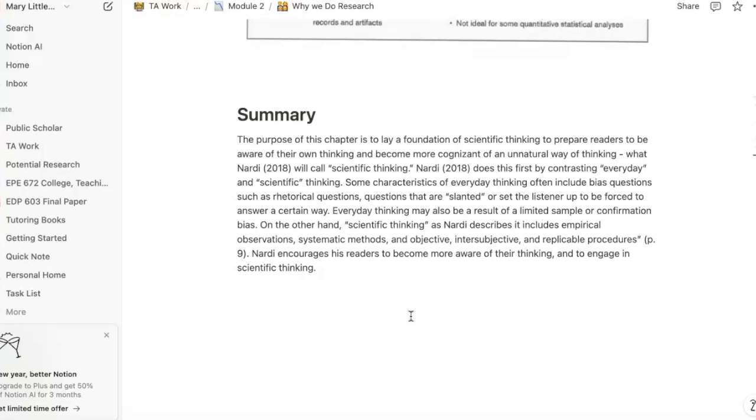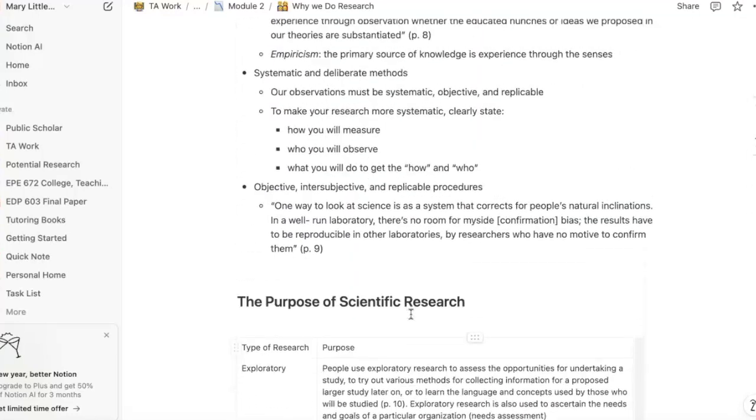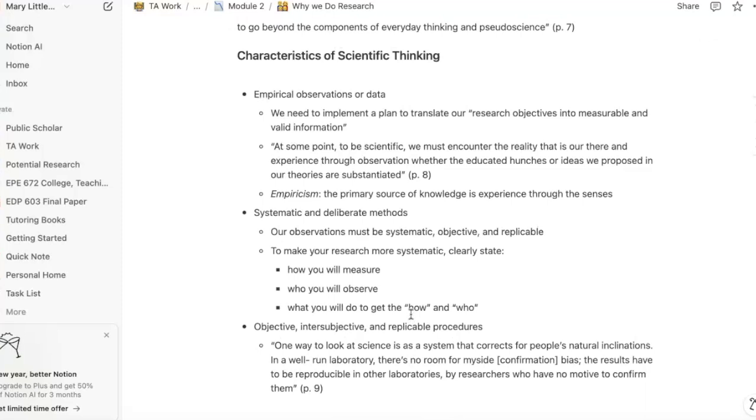Everyday thinking may also be a result of a limited sample or confirmation bias. On the other hand, scientific thinking, as Nardi describes it, includes empirical observations, systematic methods, and objective, intersubjective, and replicable procedures. Nardi encourages his readers to become more aware of their thinking and to engage in scientific thinking. So you can see that's just a summary of the notes. There's nothing that I included about my own thoughts. There's nothing that I included about anybody else's thoughts. I'm just summarizing. So that is an important part of our research, but it's not our aim. We want to take it to that step further where we synthesize.